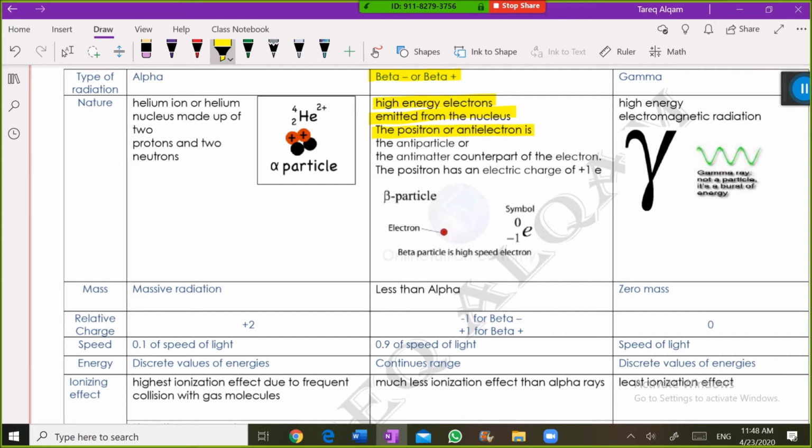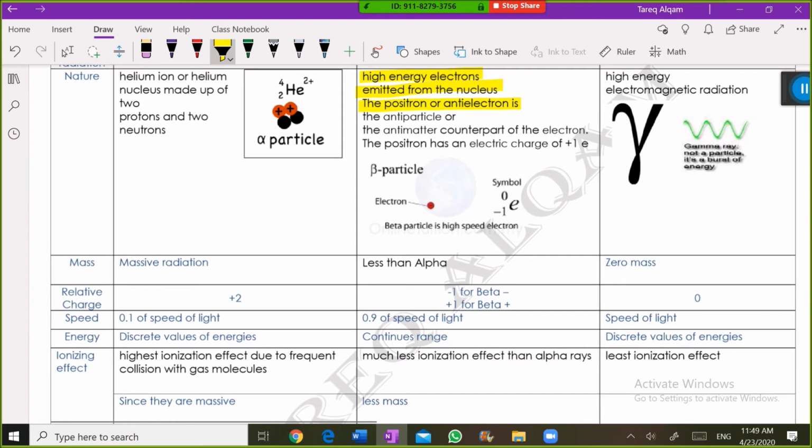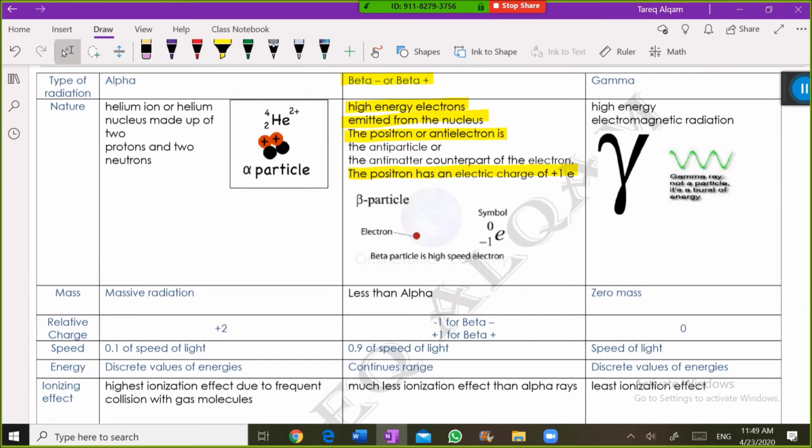Pay attention to this point, guys. Why are these electrons called beta? Because we have to distinguish between the electrons in the outer shells and the electrons that are emitted from the nucleus. These electrons that are emitted from the nucleus as a result of radiation are called beta. The positron is the antimatter of the electron. Of course its charge is opposite, and in the end it transforms into something else.